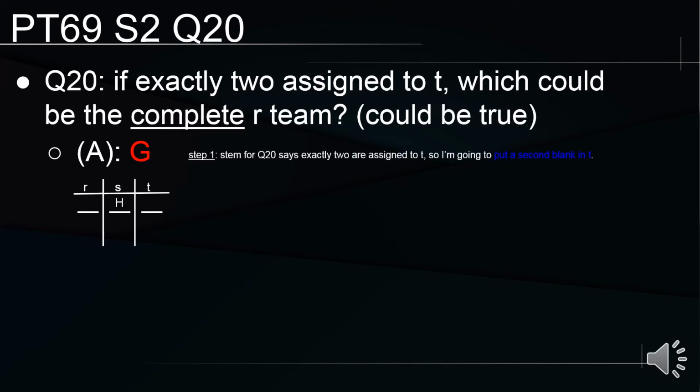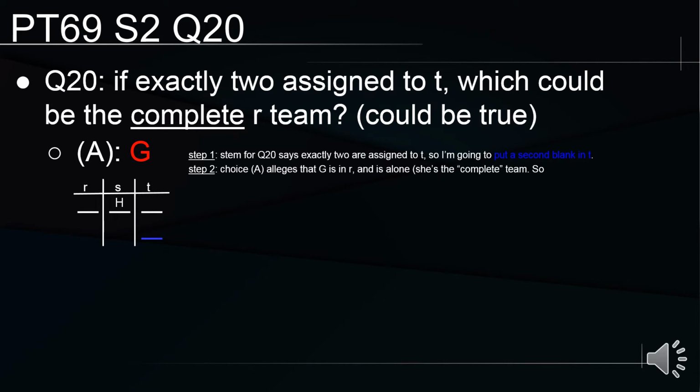My step 1, the first thing I did, was that the question stem for question 20 says that exactly 2 people are assigned to Team T. I don't really know who it is yet, but I'm going to just put a second blank in Team T. And I'm going to mark that with blue just to show you that it came from the question stem, not from anywhere else. Stuff in red comes from the answer choice, stuff in blue comes from the stem, and stuff in purple is the stuff that I'm just kind of guessing or trying to figure out. So that's the first place I'm going to look if something goes wrong.